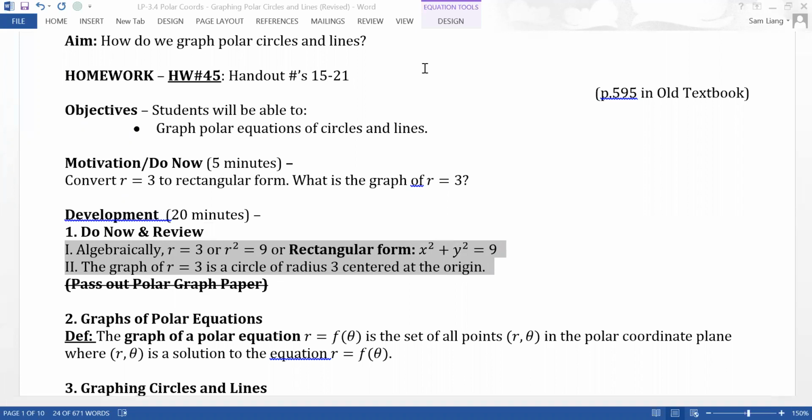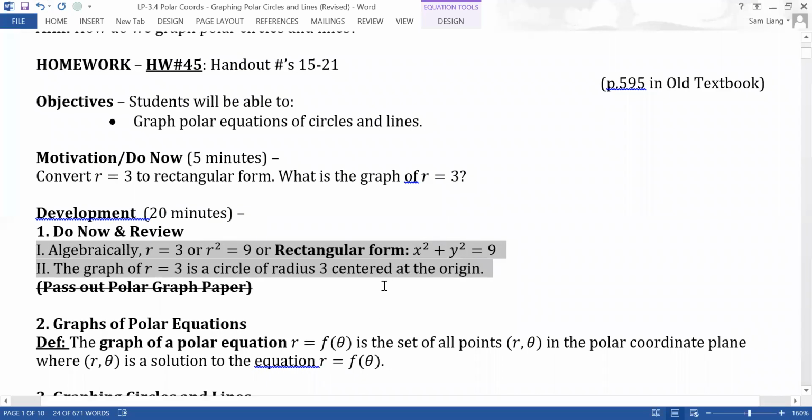All right, give you a sec to copy this, and then we'll move on to the notes. All right, does anyone still need this? All right, not, I'll move on.